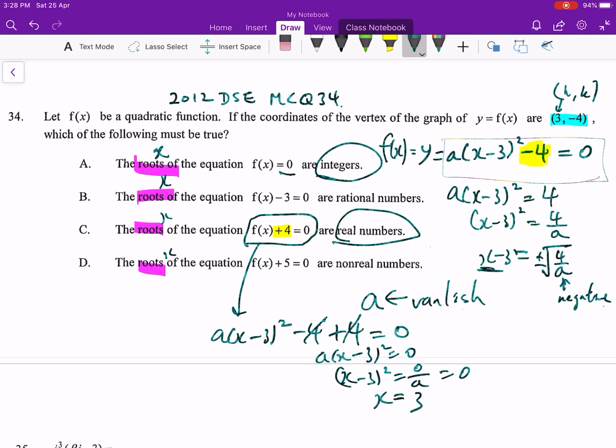So that's how we can deal with these kinds of questions: you notice what the main point of the question is asking and what you have to do. I hope you can understand this.